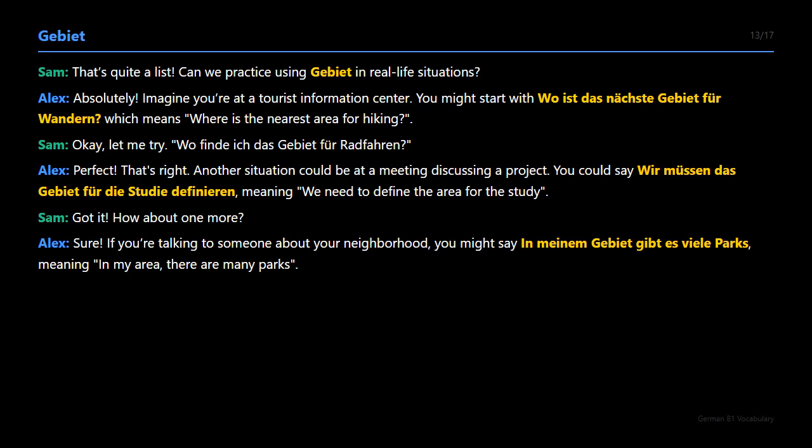Perfect. That's right. Another situation could be at a meeting discussing a project. You could say, Wir müssen das Gebiet für die Studie definieren, meaning we need to define the area for the study. Got it. How about one more? Sure. If you're talking to someone about your neighborhood, you might say, In meinem Gebiet gibt es viele Parks, meaning in my area, there are many parks.